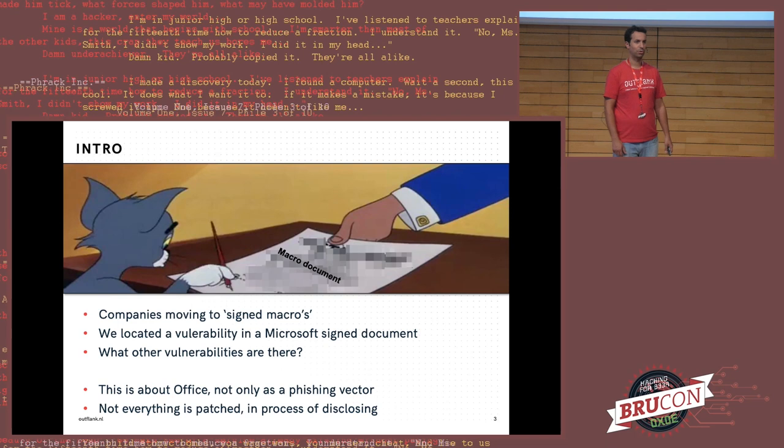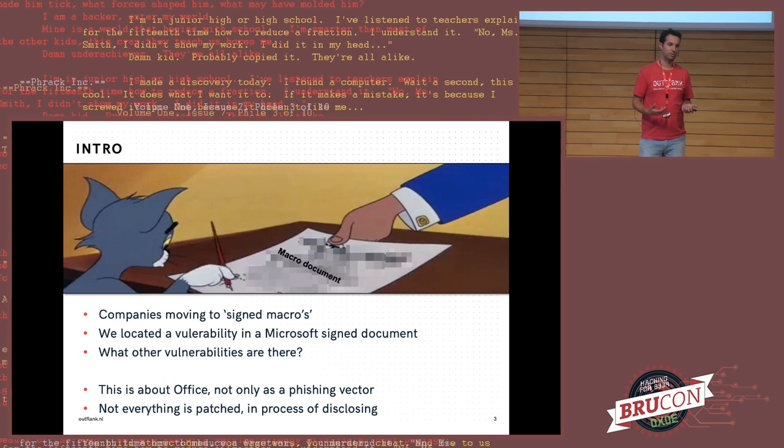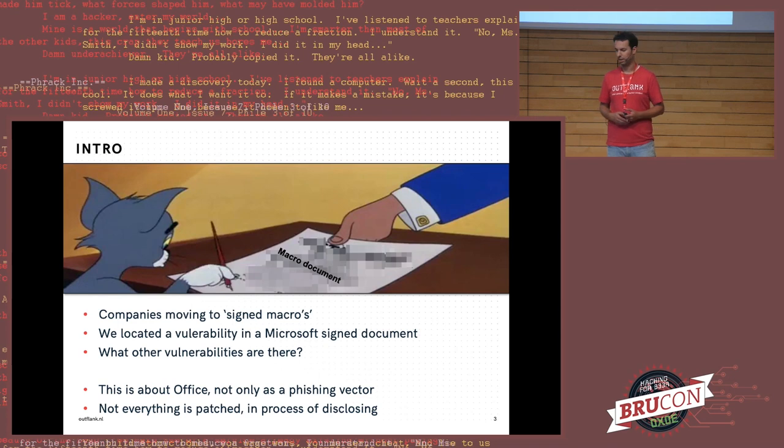Poking further and going further down that rabbit hole, we ended up searching for other vulnerabilities. This talk is about Office, but we use Office in our operations in various ways. So this is not only about initial entry, but this can also be a vector for lateral movement or for long-term persistence. So keep that in mind in the talk.